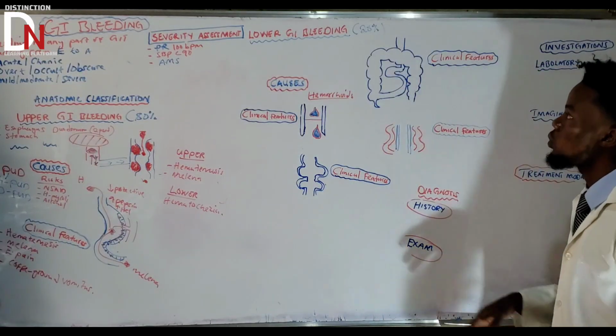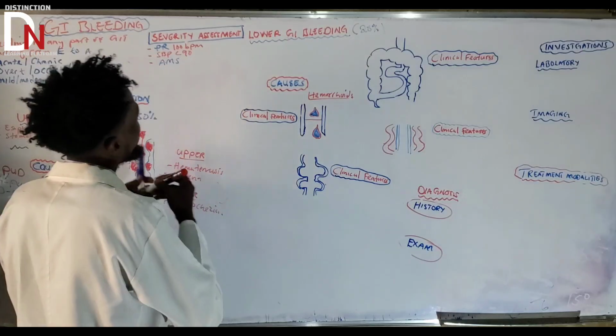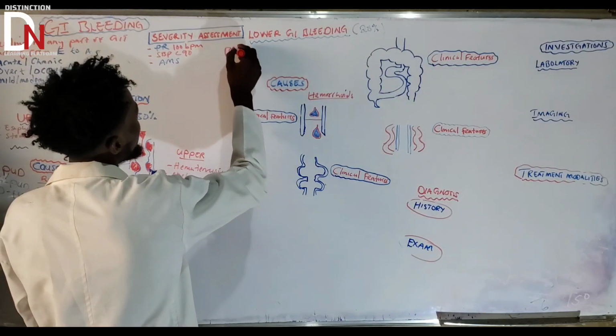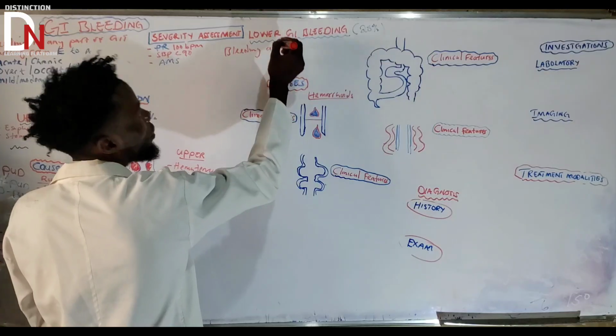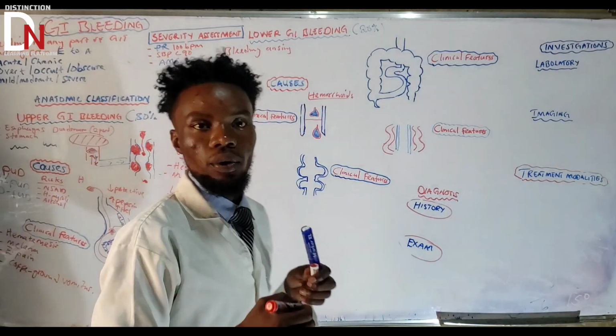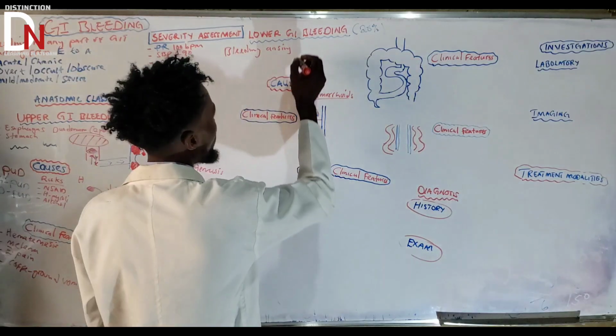Now let's proceed to lower GI bleeding. Lower GI bleeding, we're saying, is any bleeding arising from below the ligament of Treitz.